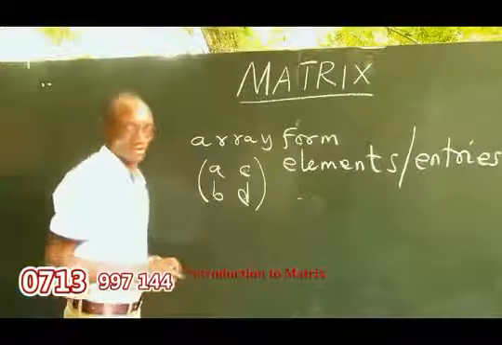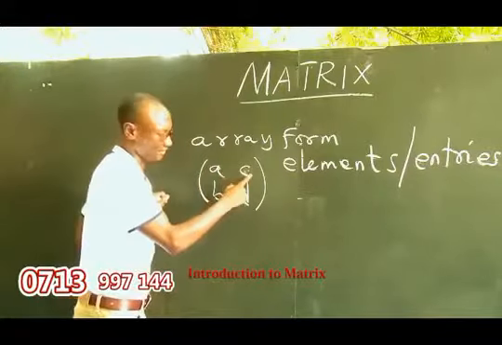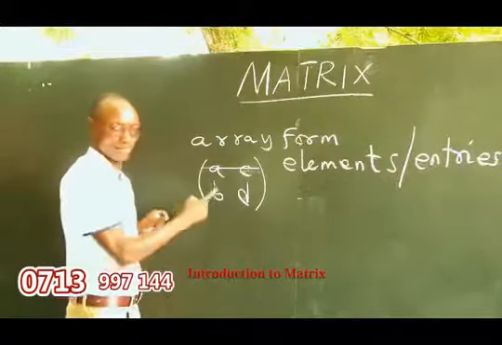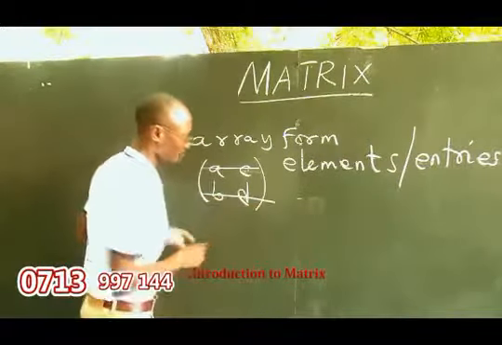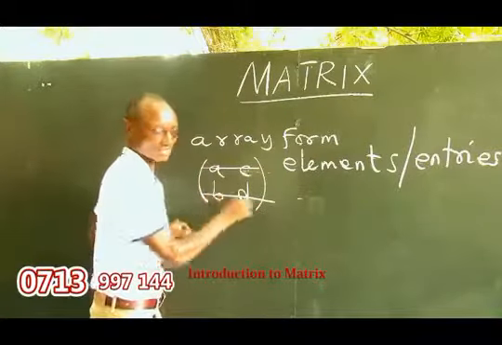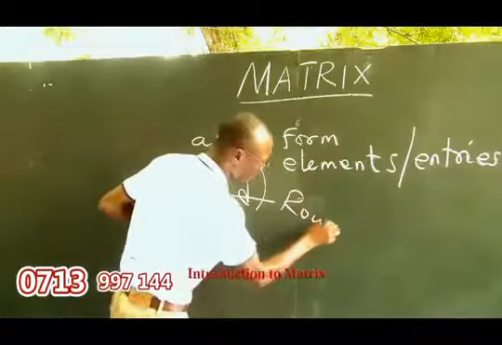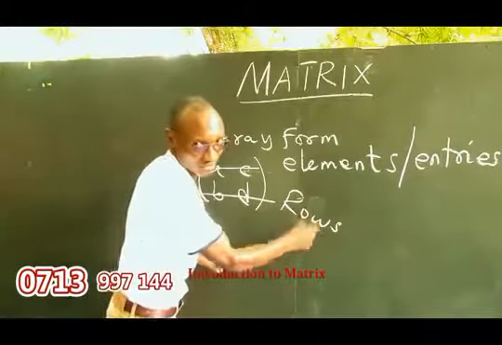If we join the element A and the element C, we get a line. If we join the element B and the element D, we get a line. These lines are called the rows.